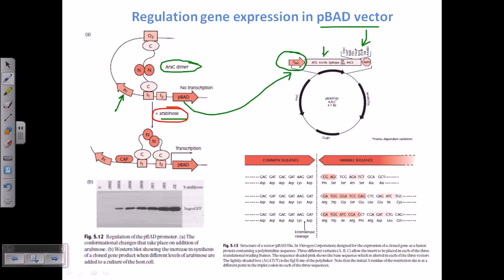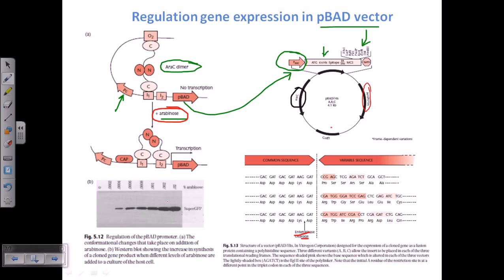So in the pBad vector, we are having this particular region pBad, then our desired gene sequence, then the site for enterokinase cleavage, and also the multiple cloning site, histidine tags and all these things. We are also having selectable marker which is ampicillin here. We are also having origin of replication somewhere here. And also having the ara C, because ara C is the most important molecule to control and regulate the expression of this pBad promoter in this case.